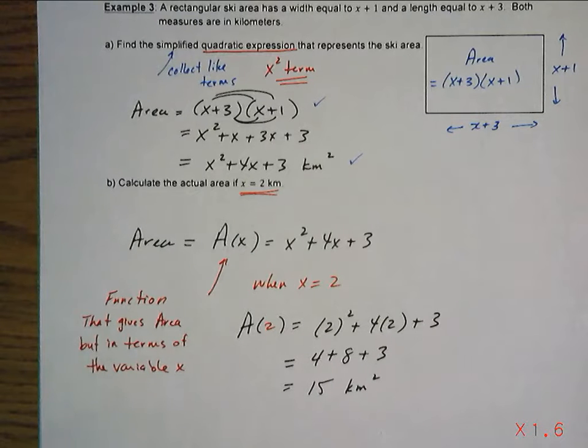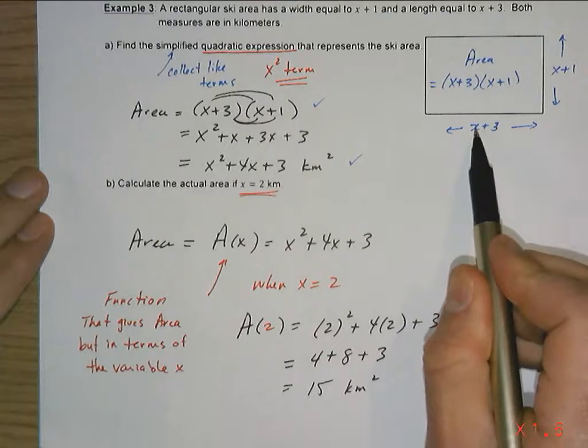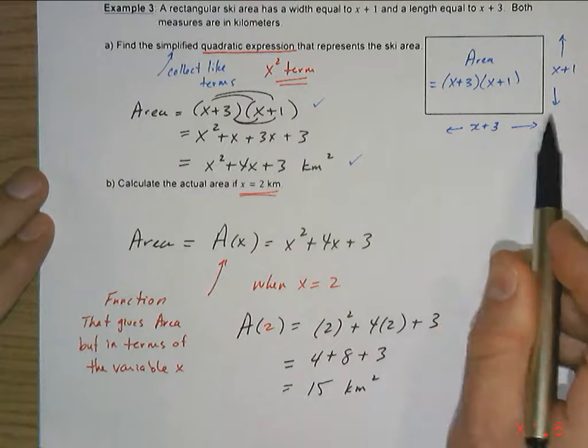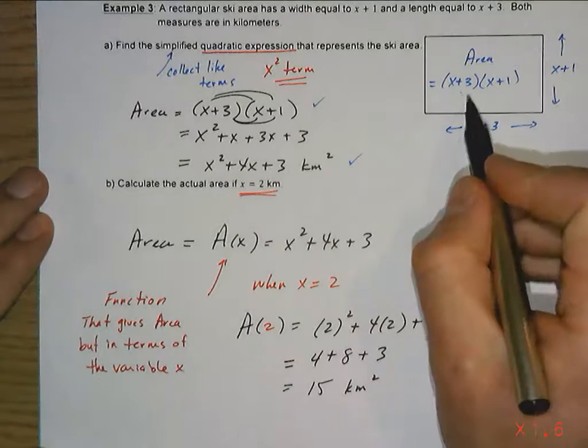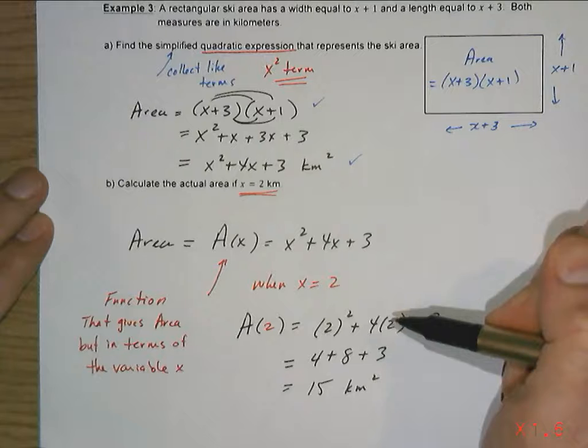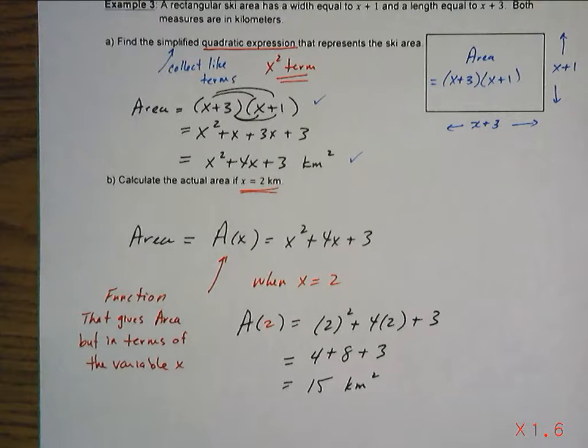Now, if we want to go back and see if we're right, remember what we're saying. We're saying x is 2. So if I have 2 up in here, this will be 2 plus 3, which is 5. So my length will be 5. If I have 2 up here for x, it's going to be 2 plus 1 is 3. So my width will be 3. So my area was going to be 5 times 3, which is 15 kilometers squared. So it works. Both work.